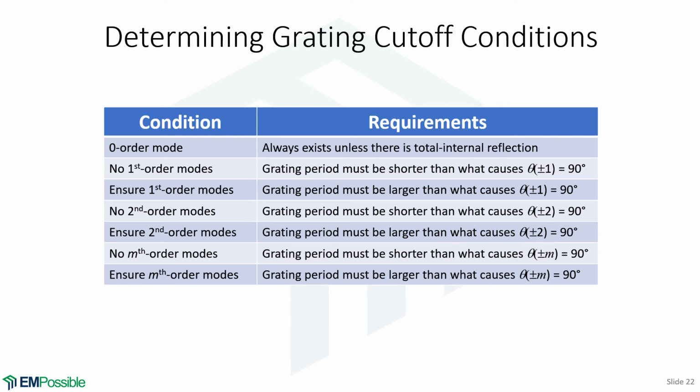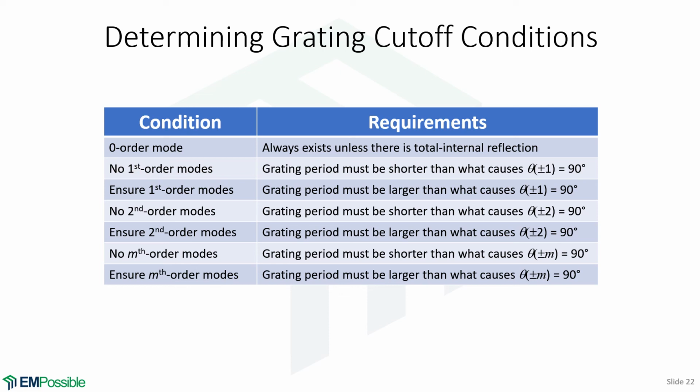Here's a summary of what you need to do to determine all kinds of grating cutoff conditions. So if we want a sub-wavelength grating, in other words, there are no diffraction orders, how do we do that? Well, that's the no first order modes condition. So if there's no first order modes, there's certainly not going to be second, third, fourth, or whatever else.